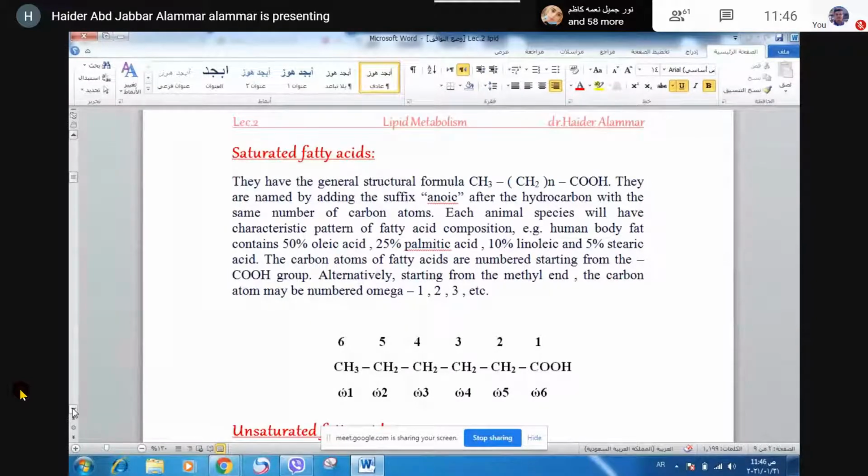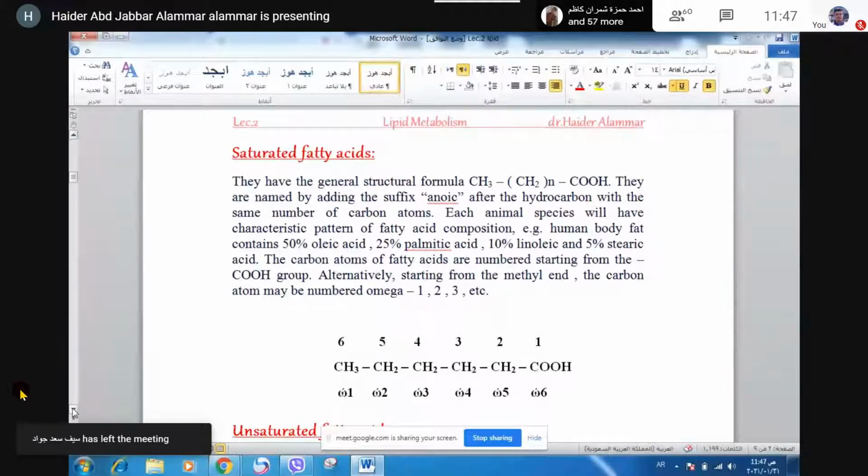For example, I might tell you that stearic acid contains 16 carbon atoms, 18 carbon atoms, 14 carbon atoms, and so on. You have to know this, please. This is easy. They are named. This is for clarification, for observation. The speaking next to this.